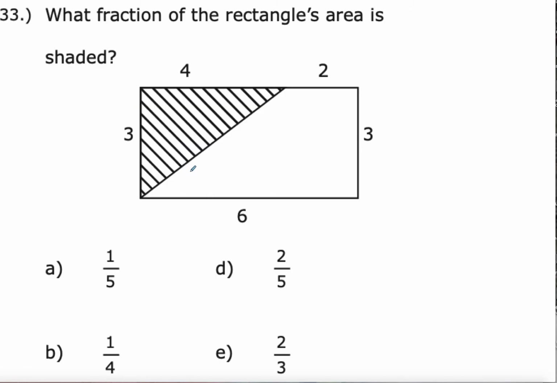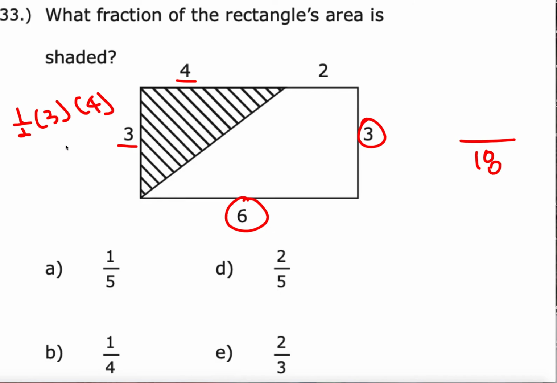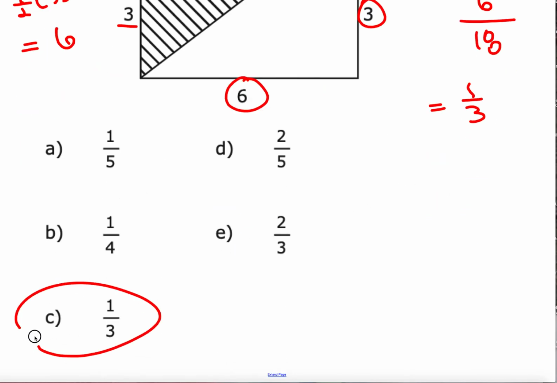All right, let's look at number 33. What fraction of the rectangle area is shaded? So then, what is the entire area? It'd be 6 times 3, which is equal to 18. What is the area of the triangle? That would be 3 times 4, but we have to multiply by 1/2. What is that equal to, guys? Oh, that's equal to 6. So 6 over 18 has been shaded, which, when you divide by 6, we get 1/3, which is choice C. That becomes the answer.